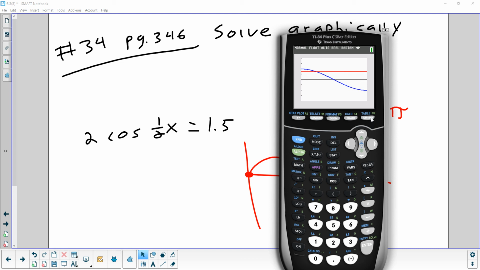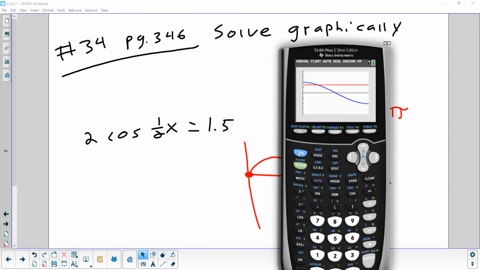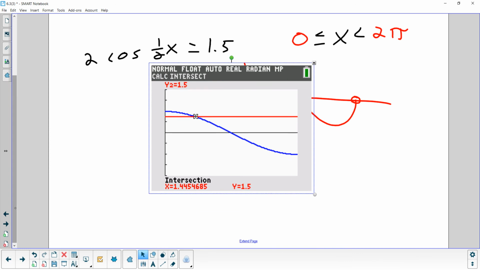And here, let's think about this for a second. We're not even seeing a full cycle. A full cycle would be 2 pi divided by a half. A full cycle of this one would be 4 pi units wide. Our window is only looking at half a cycle. That's okay, that's what they wanted. So we'll do second calc, intersect. This time, not really important where you put the cursor because it's going to find the one answer that's already on the screen. Okay, so you get about 1.45.